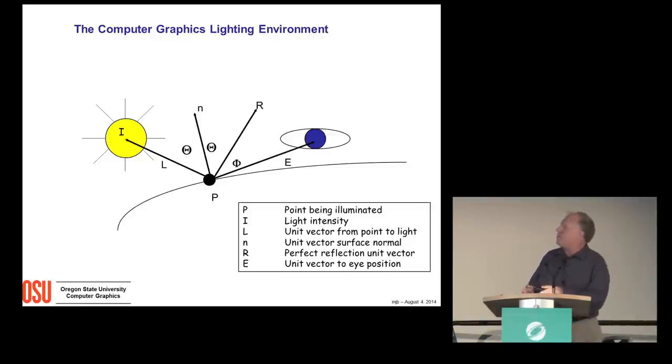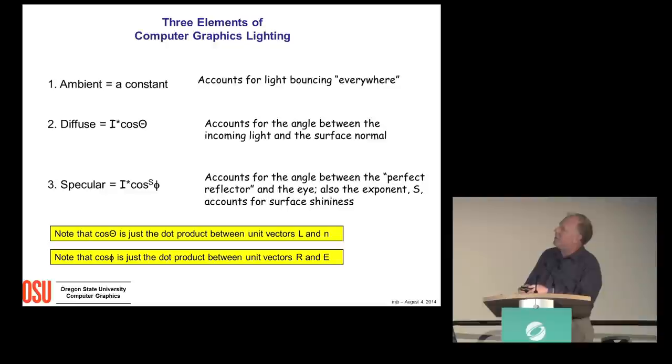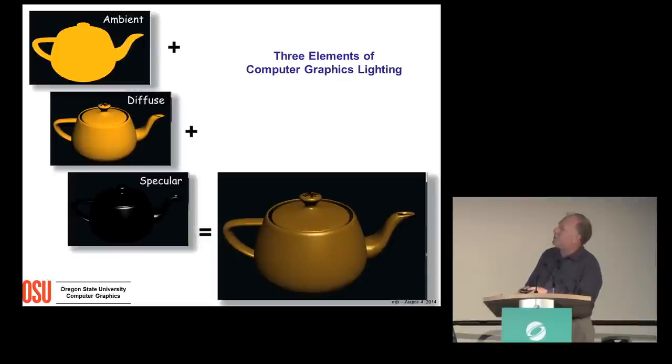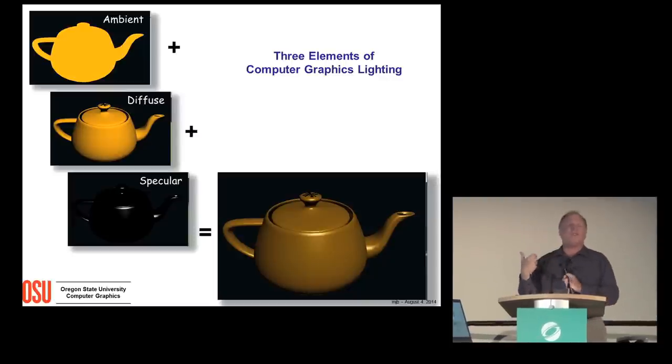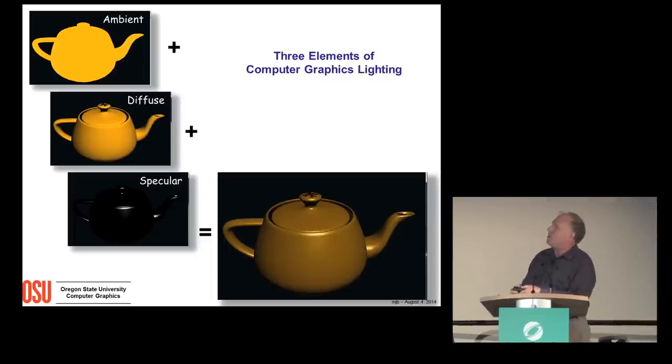And so here's the teapot with just ambient. Here's the teapot with just diffuse. And so here's where you get kind of the shading around the edges. It's really diffuse that gives us the sense of the overall curvature of the object. Here we can't really tell, but here we can. We can really get a sense of the subtle differences.